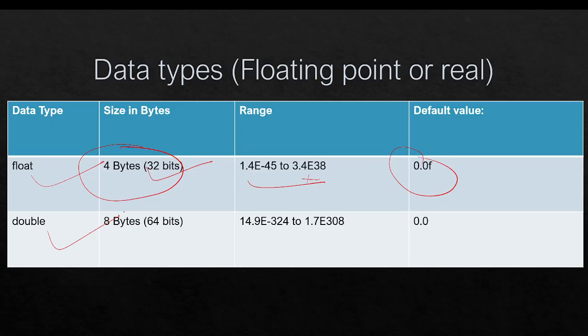Double data type: the size of double is 8 bytes, 64 bits. Its range is 4.9 E minus 324 to 1.7 E308, meaning 1.7 times 10 to the power of 308, or 4.9 times 10 to the power minus 324. The default value for double is 0.0.